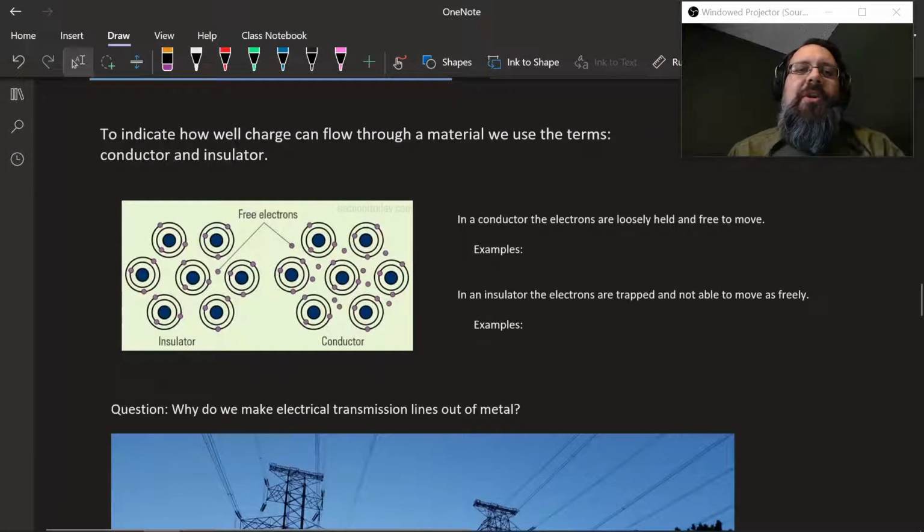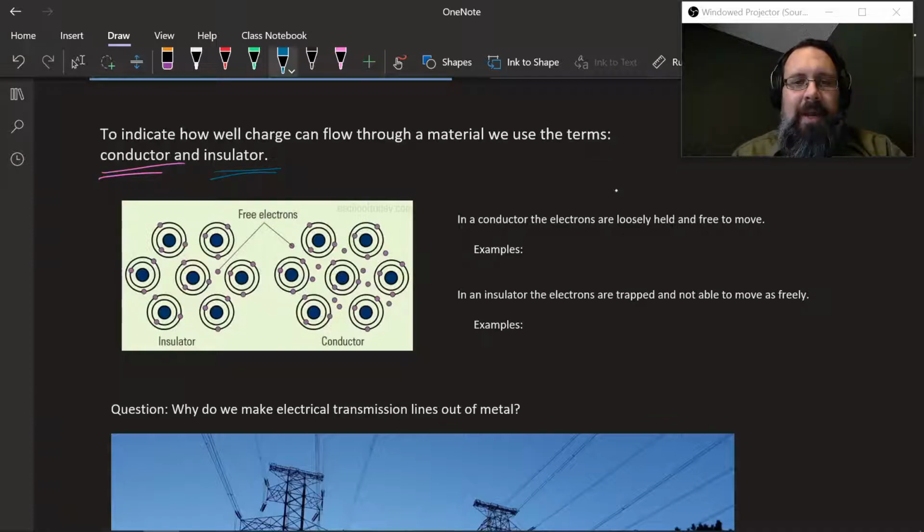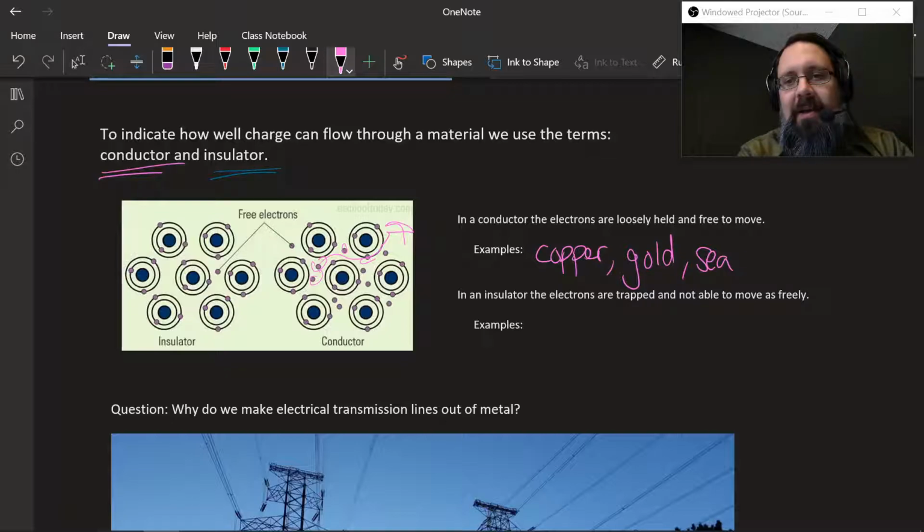To indicate how well charge can flow through material, we use two terms. We use the word conductor when it can flow, and insulator when it can't flow freely. In a conductor, the electrons are loosely held and they're free to move. You can see here the electrons are flying all over the place. Some examples of conductors are copper, gold, and seawater. Fresh water is not a conductor. You have to have salt in it or impurities to be a conductor.